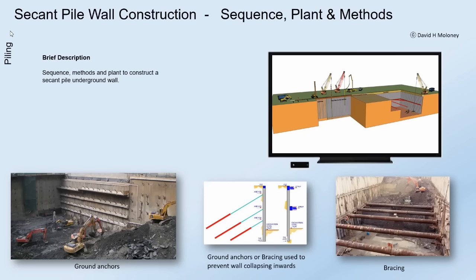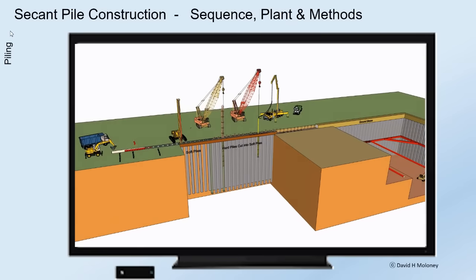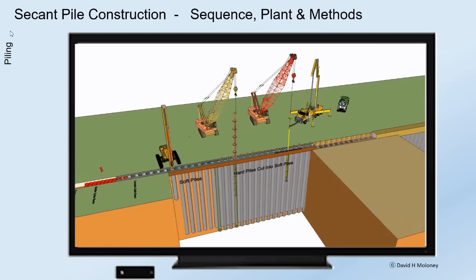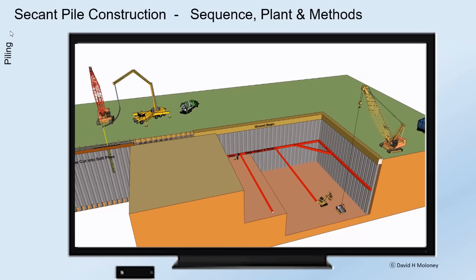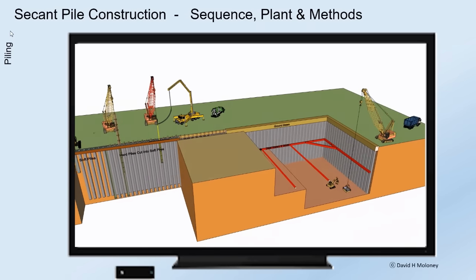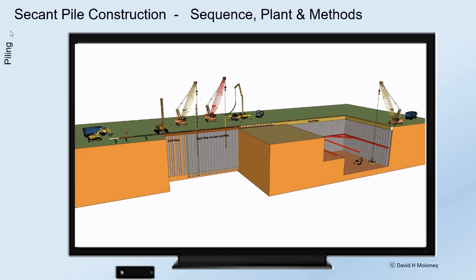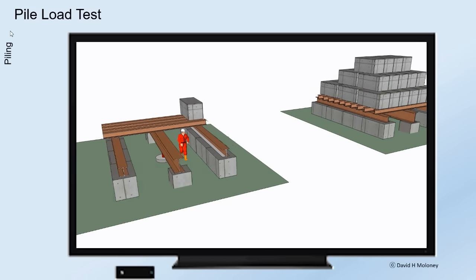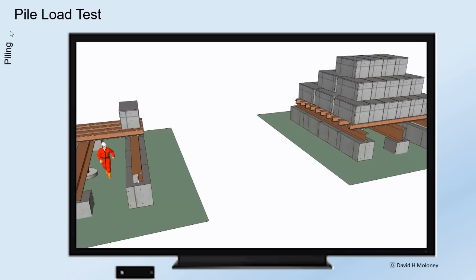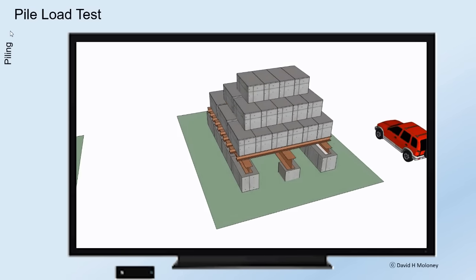Secant pile wall. Sequence, methods, and plan to construct a secant pile underground wall. Pile load test. A jack is used to load the pile in steps and gauges measure any settlement.